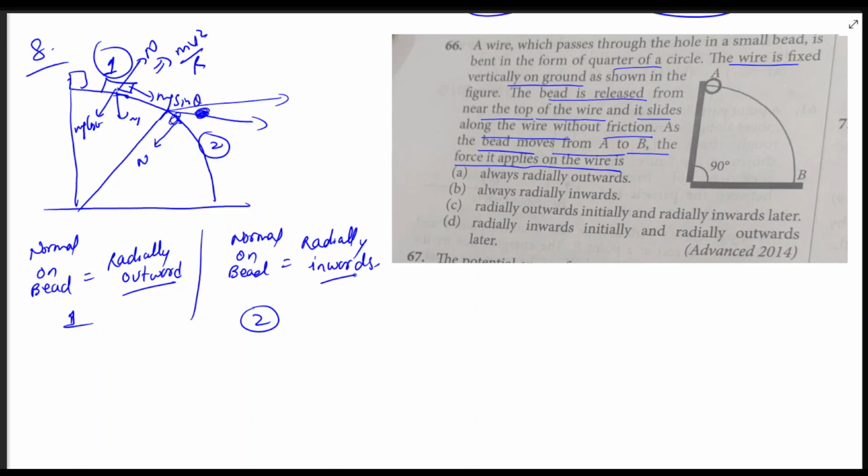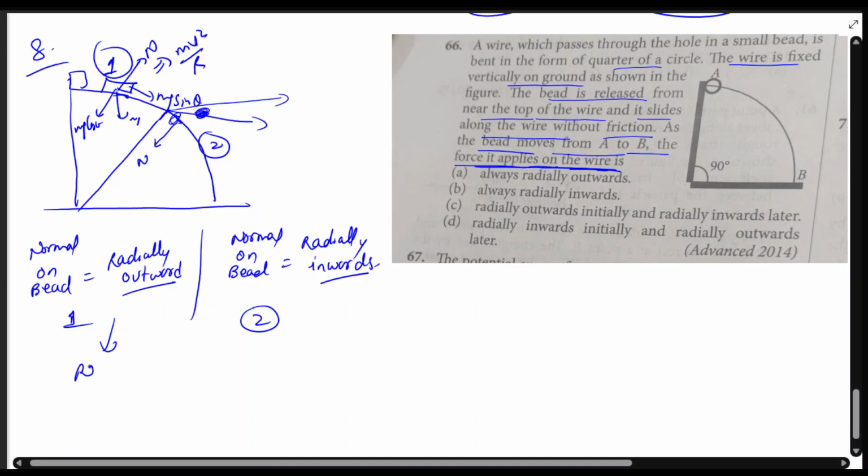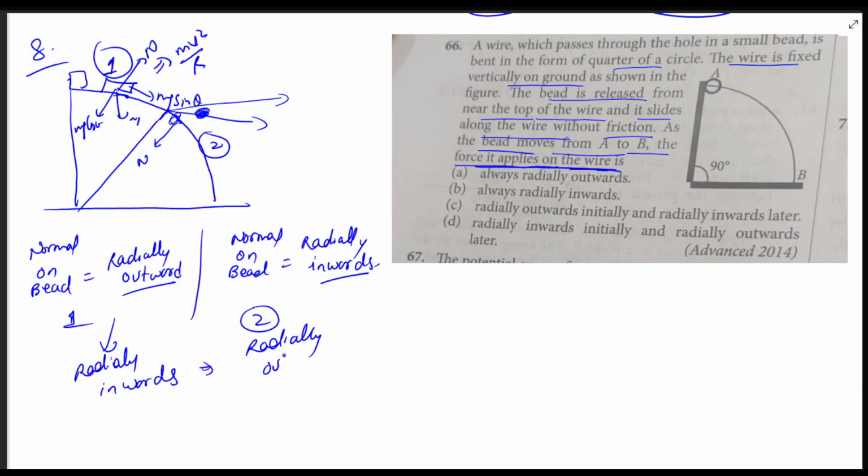Okay. Now, what is being asked? The force it applies on wire. So it will be opposite. So in the first case, it will be radially inwards, then radially outwards. Right. So which option will be radially inwards initially, then radially outward? So D will be the option.